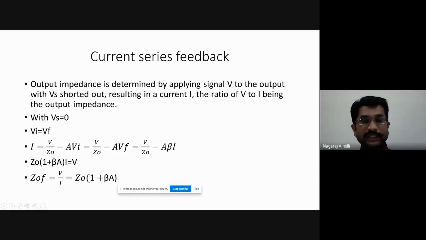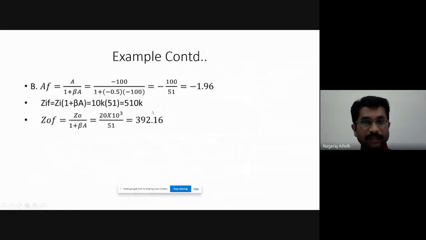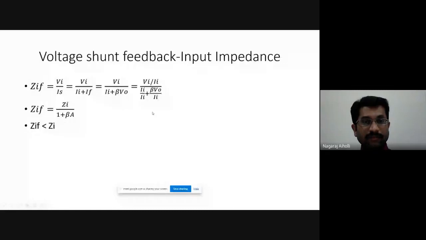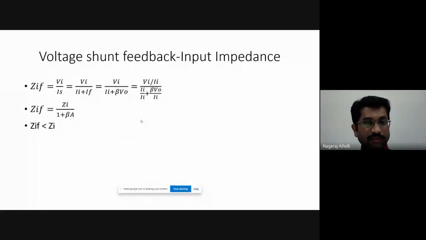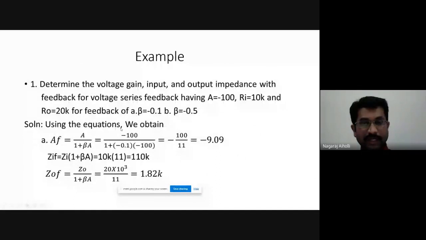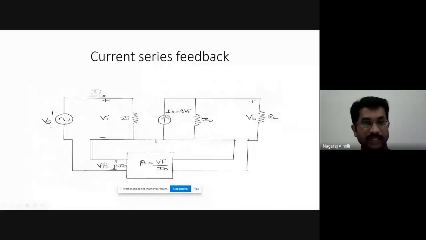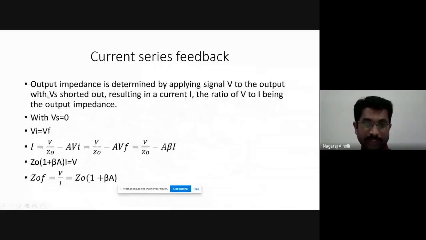In today's class, we discussed the voltage shunt feedback amplifier and the derivation of input impedance of the voltage shunt feedback amplifier. Then we have taken an example where we discussed the voltage series feedback amplifier taking 2 beta values. We have found out the values of gain with feedback, input impedance with feedback, and output impedance with feedback. Then the current series feedback amplifier and its derivation of the output impedance.